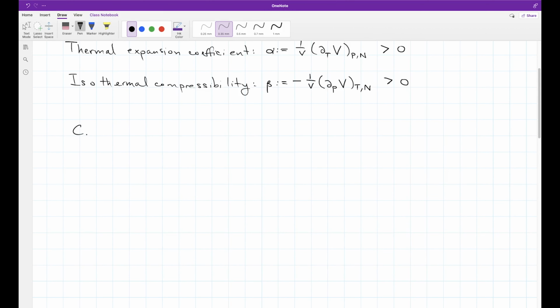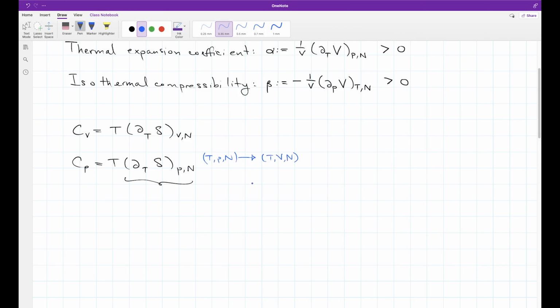So let's simply work by definition. Remember that C_V is equal to T times the partial of S with respect to T while fixing V and N. And C_P is equal to T times the partial with respect to T of S while fixing P and N. What we're immediately going to do is rewrite this partial derivative in the coordinate system T, V, N. So we're going to go from T, P, N, since there's a T, P and N here, to T, V, N. Okay, and we can do that as follows.